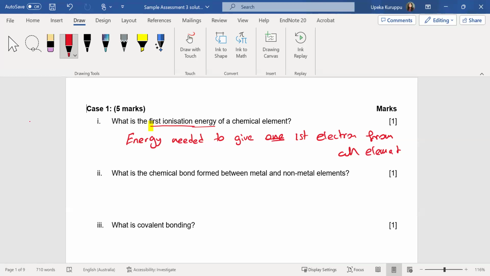What is the name that we give to a chemical bond formed between a metal and a non-metal? We discussed metallic bonds, ionic bonds, covalent bonds. So what name do we give to the bond between a metal and a non-metal? For example, sodium and chlorine, sodium chloride. What bond do we have here?